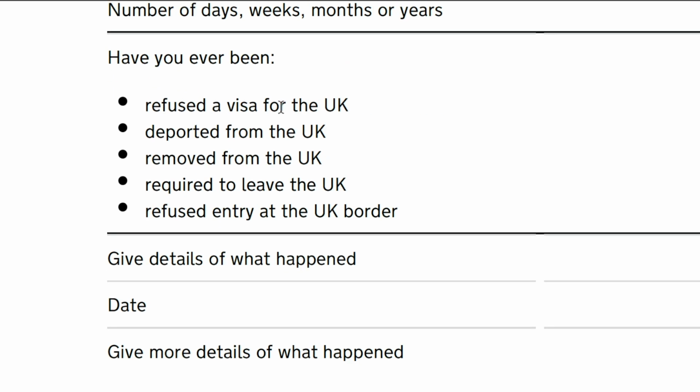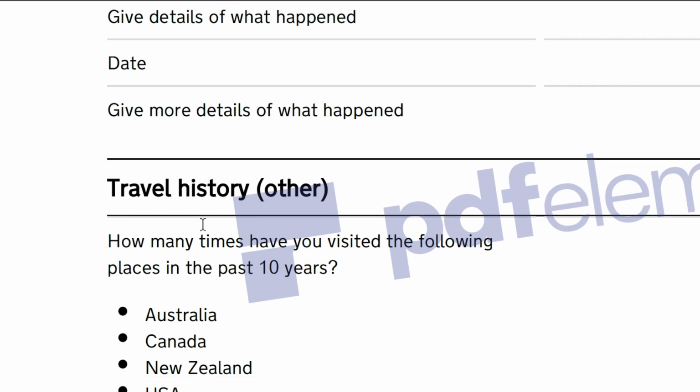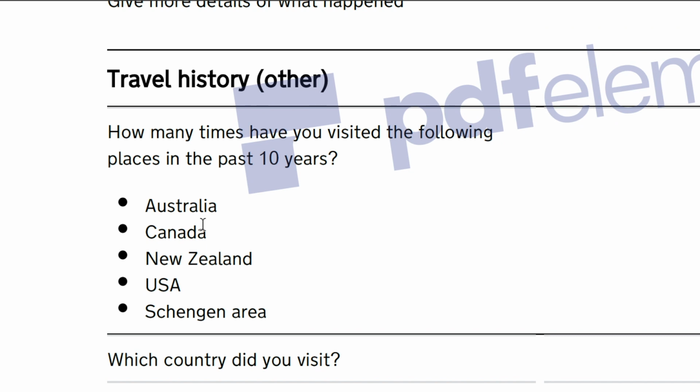Have you ever been refused a visa for the UK, deported from the UK, removed from the UK, required to leave the UK, refused entry at UK border? You say yes or no depending on the circumstances. Give details of what happened, date. Give more details of what happened if you've ever encountered any of those issues.